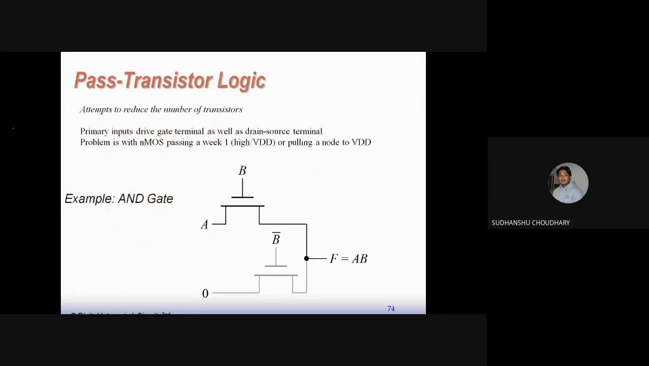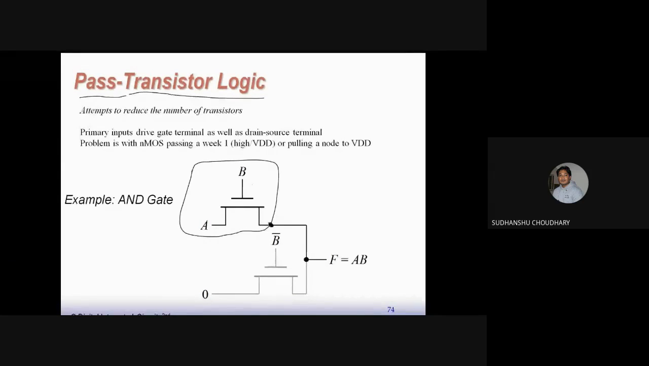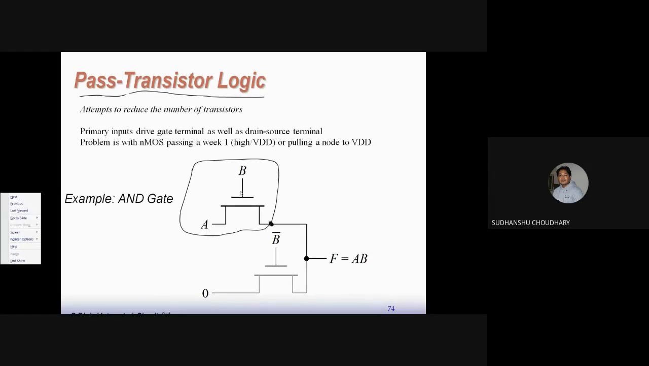Now, apart from this differential cascode voltage switch logic, one can also think about using the same transistor to pass the primary inputs. For example, this transistor over here. Earlier we used the primary inputs A and B to drive the gates of the NMOS. Now this primary input can be used to drive the drain or source of this NMOS. For example, if I apply the primary input A over here, the same primary input A can be retrieved at this point if this transistor is on. So B has to be 1.